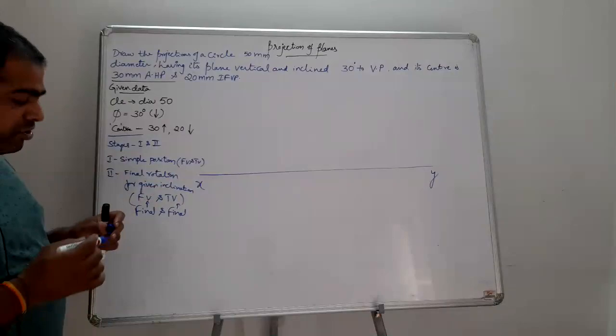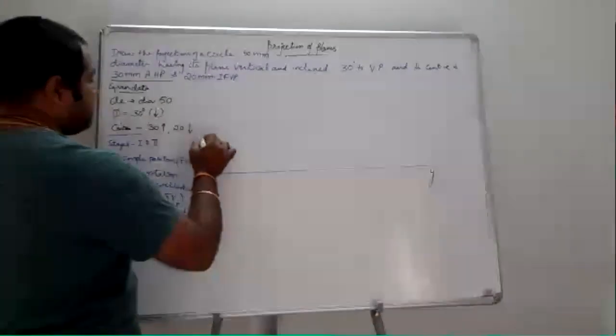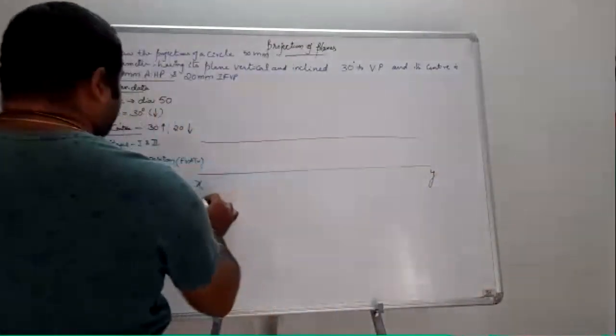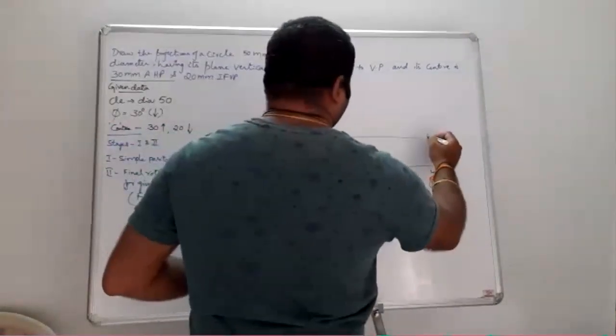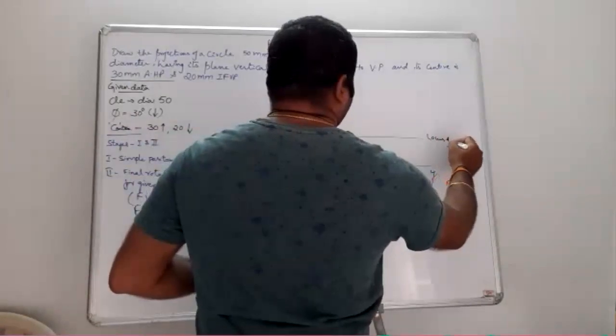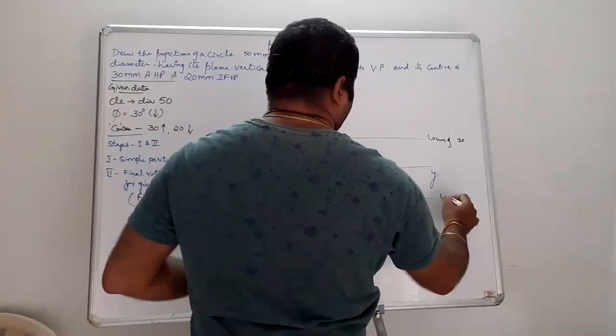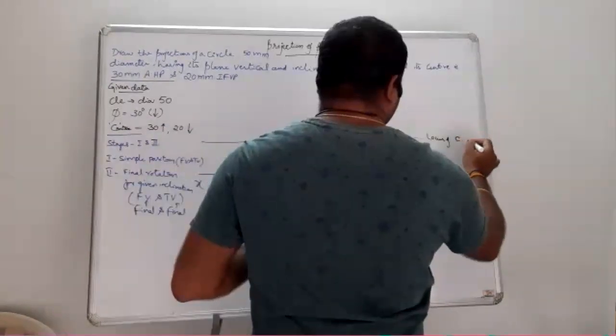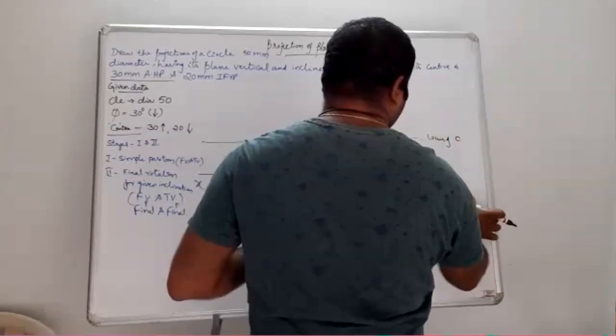So first of all, I draw two lines which are the locus of 30 and the locus of 20. So that means let us take it as the locus of center C, C dash, locus of C. You just consider this.